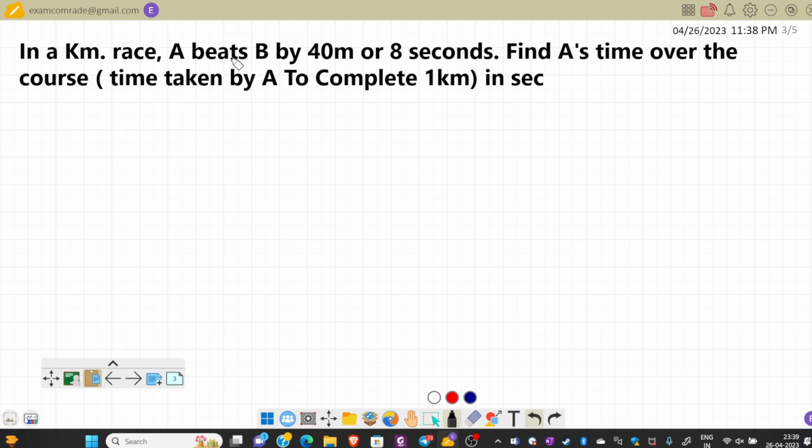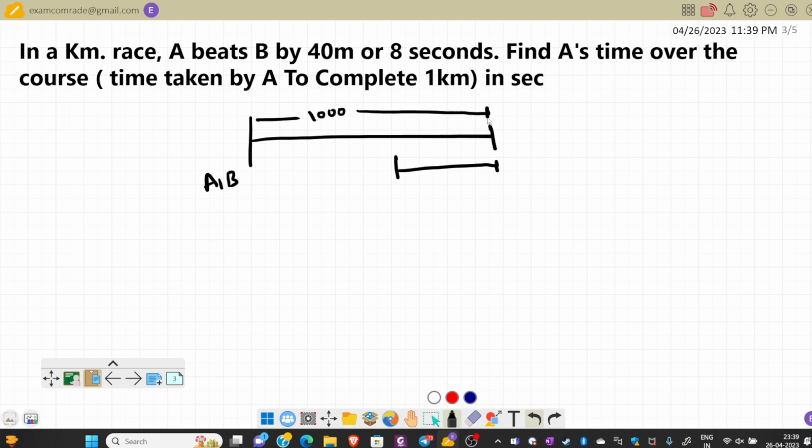In a kilometer race, A beats B by 40 meters or 8 seconds. Find A's time over the course, that is the time taken by A to complete the 1 kilometer. Okay, there are A and B. It is given in the question that A beats B by 40 meters or 8 seconds. So A reaches this milestone first. This is given as 8 seconds or 40 meters.